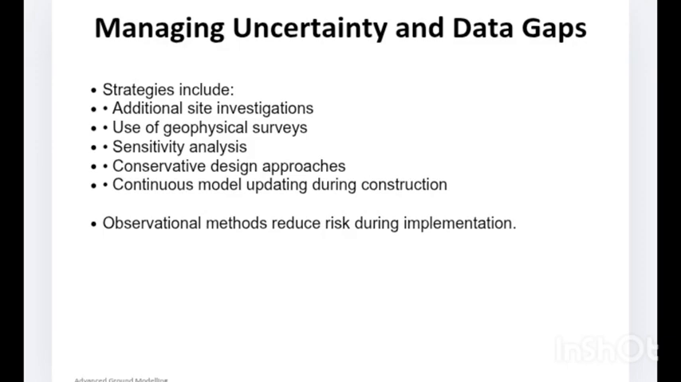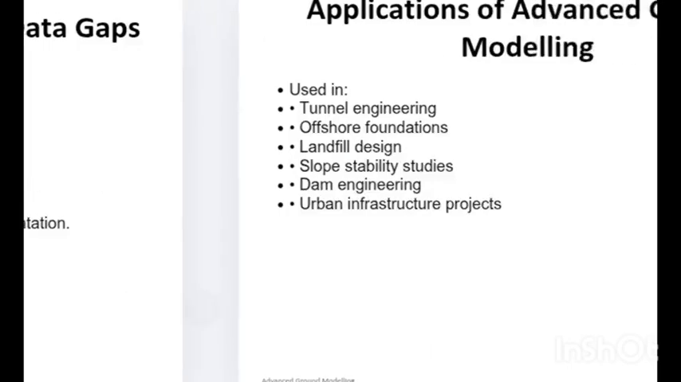Then the observational method, where the design is adjusted during construction based on observed conditions. This method, as I already told you in the last module, is common in tunneling, deep excavations, and slope stabilization. Then continuous modeling. The truth is this: ground models should evolve as new information becomes available. This approach reduces risk and improves project performance.